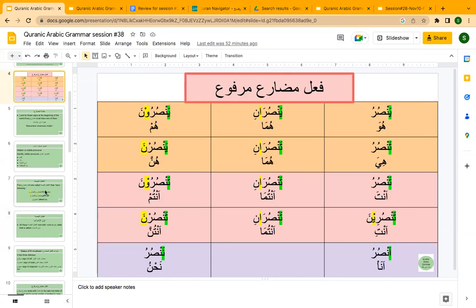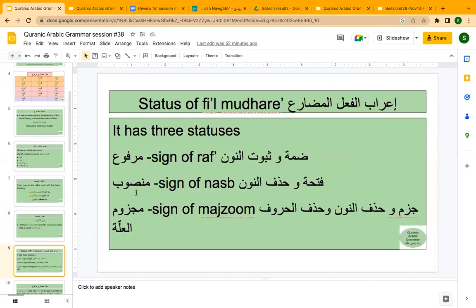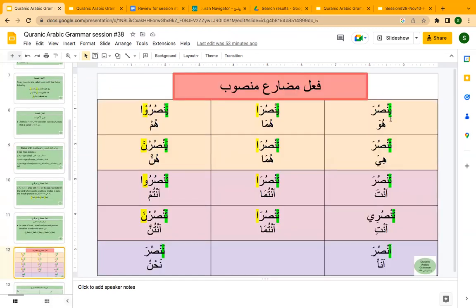Now, what's the second status? The second status for a mudari is mansub. When you were learning your ism mansub, how did they end? If it was singular, your ism mansub ended with fatha, right? Same is going to be the case with your mudari here. Instead of the damma, what is the haraka on ra? It's ending with fatha. Tansura, ansura, nansura, right? Everyone with me so far? This is clear. This part is easy.